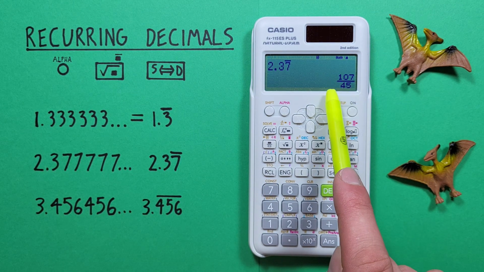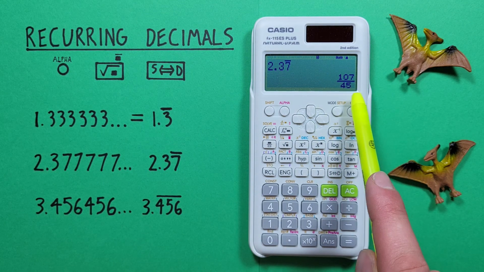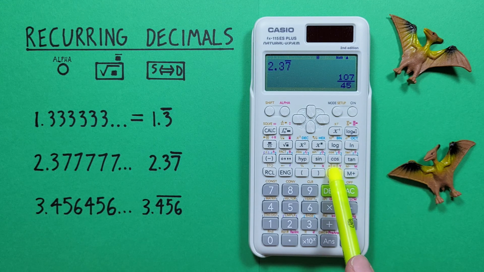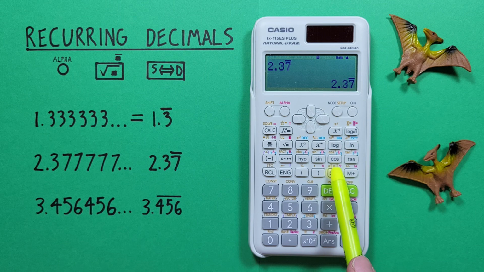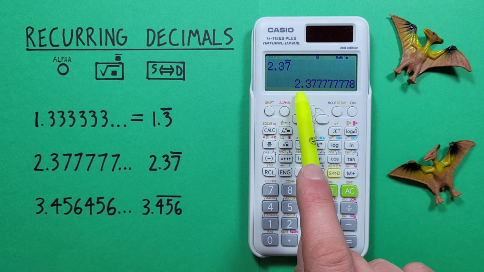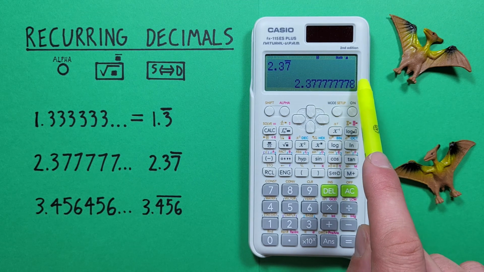Again, this calculator likes fractions, so initially it gives us 107 over 45, but we can convert that to 2.3 with the 7 recurring, or 2.3777, etc., with that last 7 being rounded up to an 8.